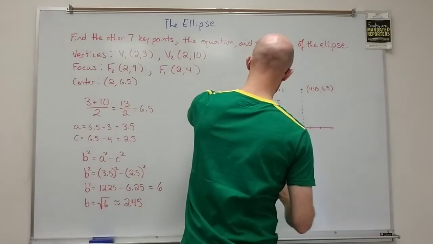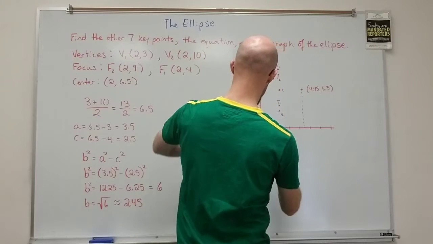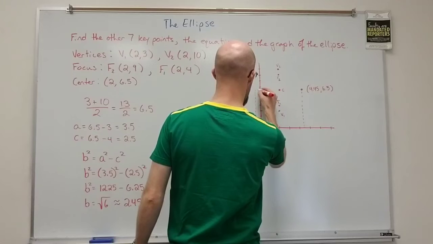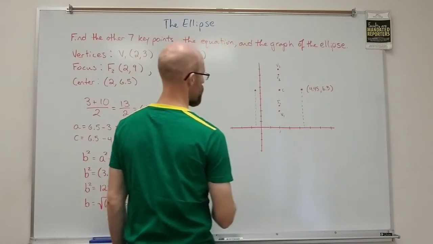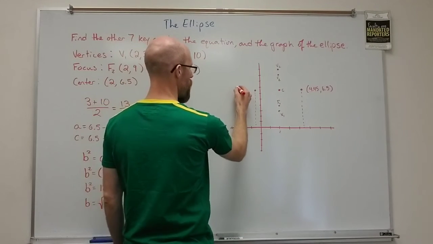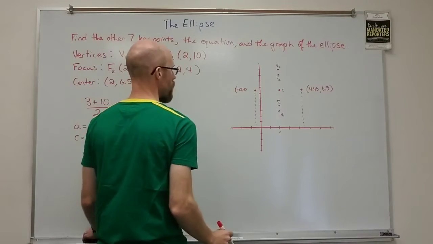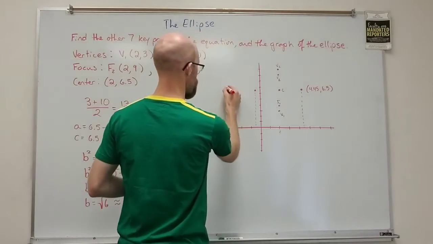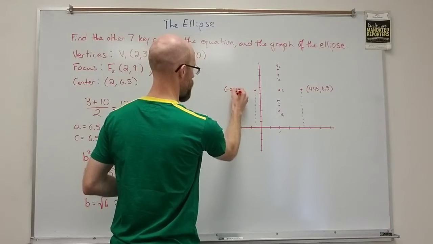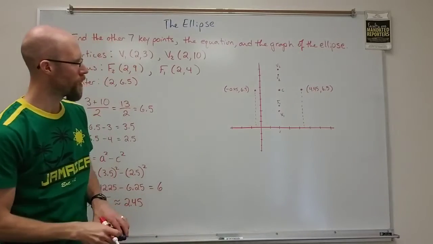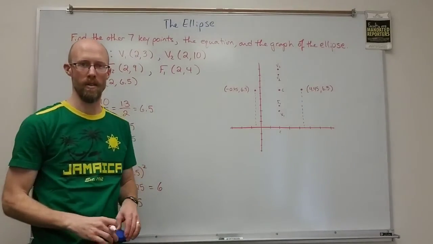Well, I can't keep that vertical, can I? Here we go. Let's redo that. All right, somewhere in there. So that is at negative 0.45, comma 6.5. I need more space. Negative 0.45, comma 6.5. That's the other end of the minor axis. Okay.